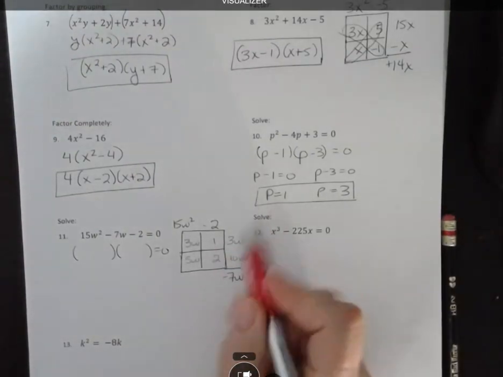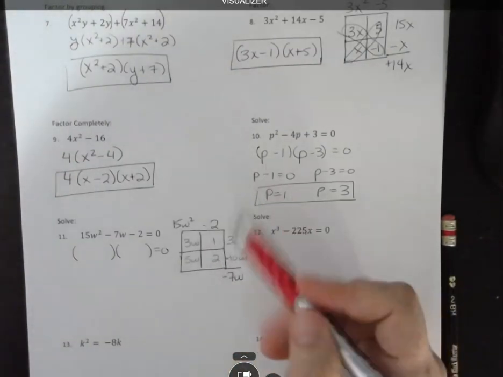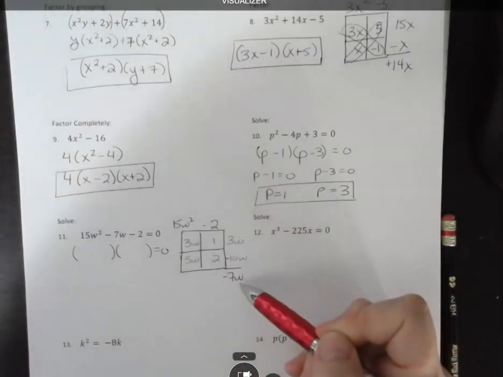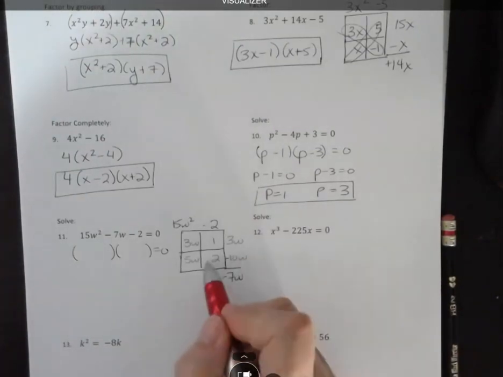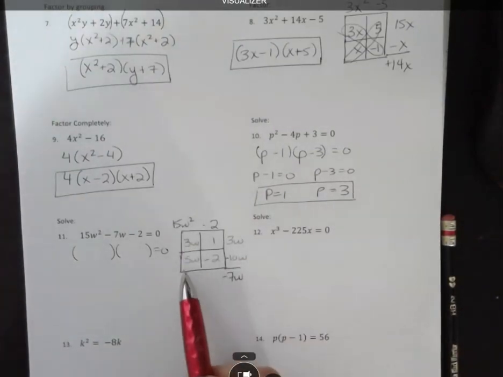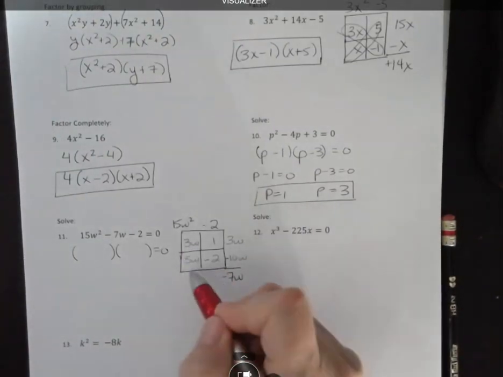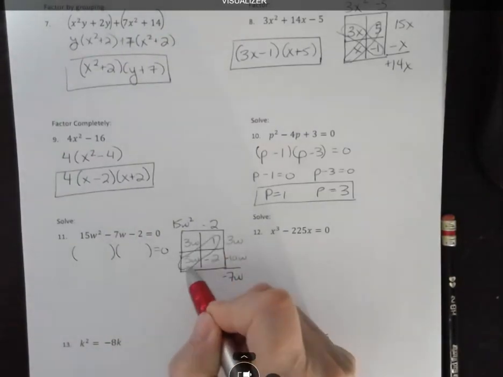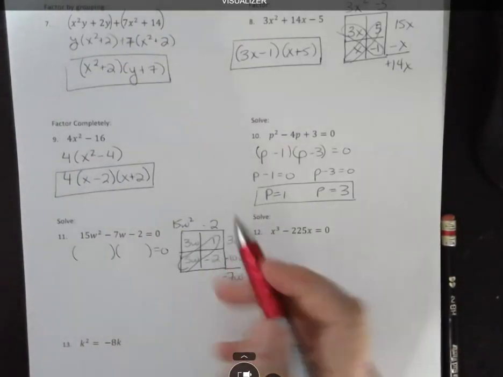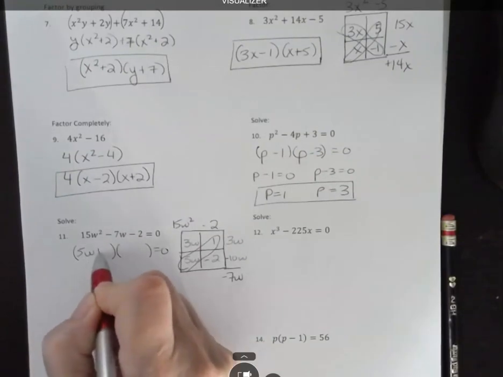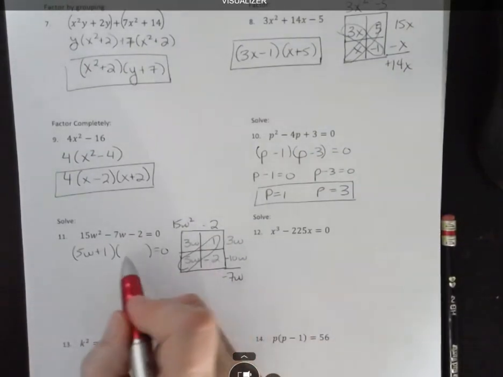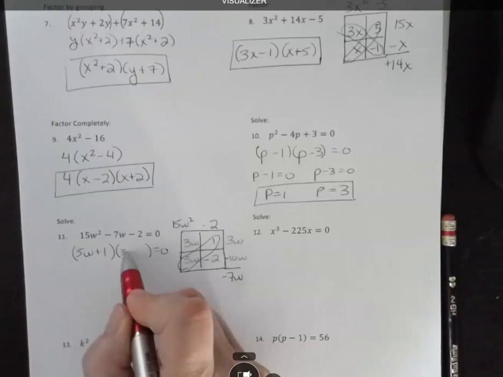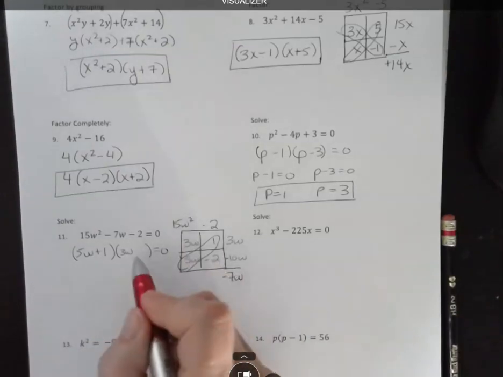And so which one should be negative? Well, it should be the 10, so that I have more negatives and end up with a negative 7, which means this is going to be negative. We never put a negative in that first column. So the answer is going to be 5w plus 1. And there are videos on how to do the box method, so if you need to refresh on that, you can go back and check that out from a previous week.